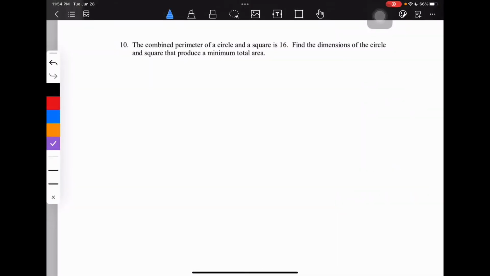Hello everyone, this is an optimization question. This is question number 10. It says the combined perimeter of a circle and a square is 16, and find the dimensions of the circle and the square to produce the minimum total area.